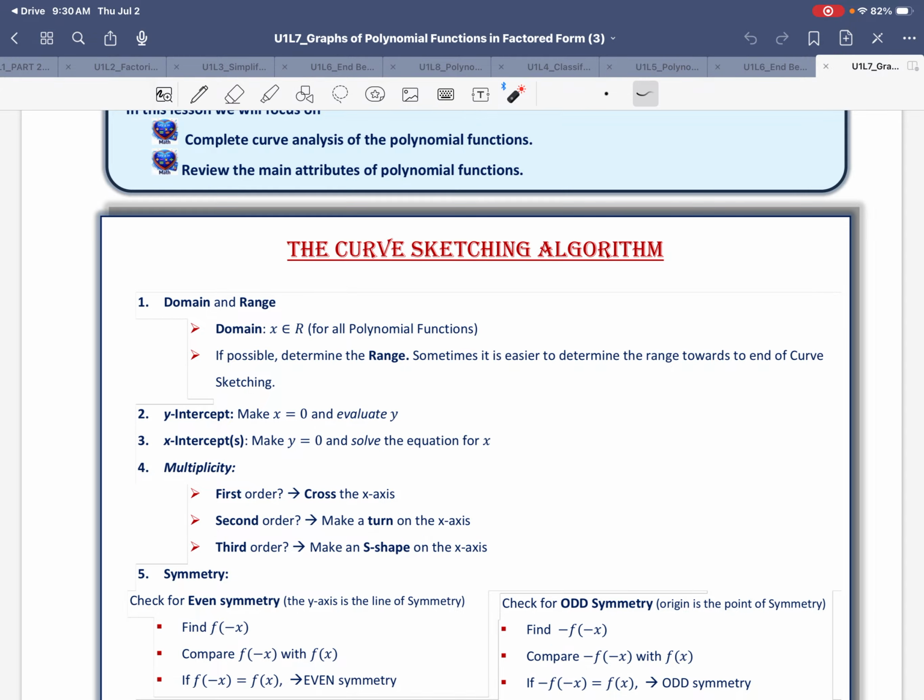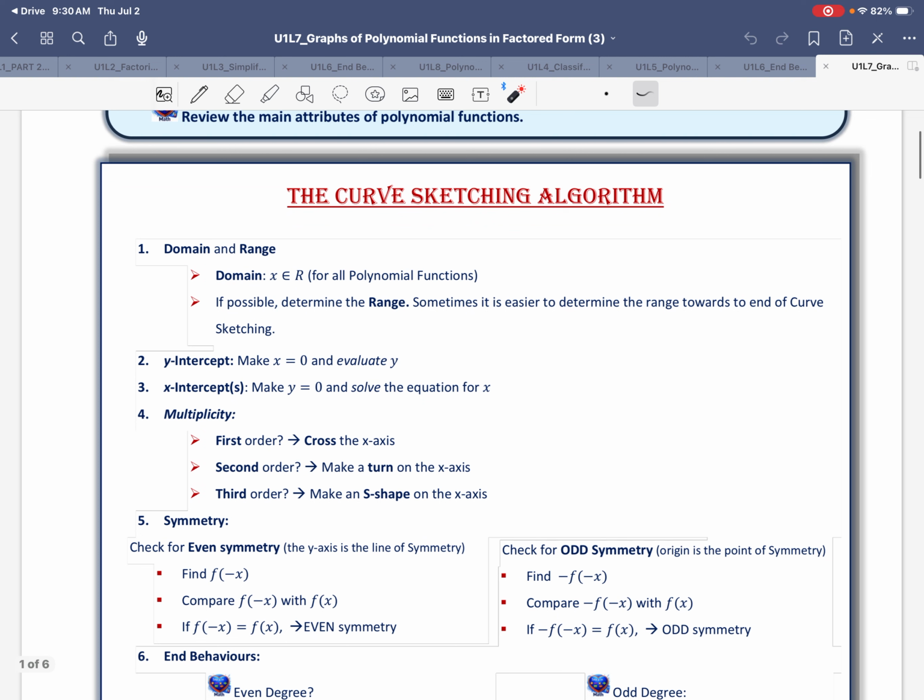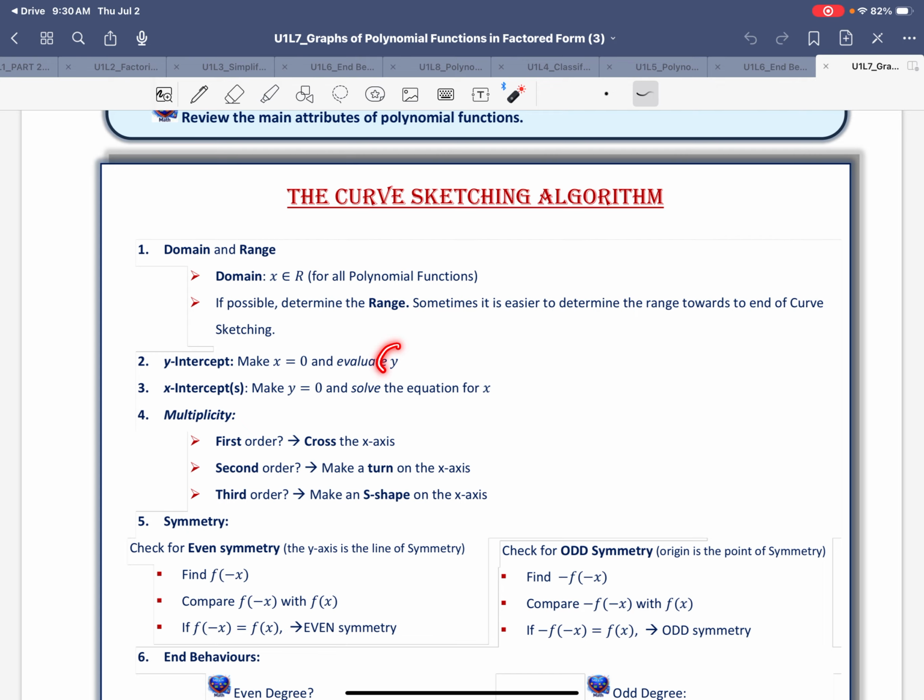Next, we'll find the intercepts, both the x and the y intercepts. As you determine the x-intercepts, be sure to identify also the multiplicity of zeros. Now, for the y-intercept, we set x equal to 0 and evaluate y, whereas for the x-intercept, we set y equal to 0 and then solve each factor for x. Remember that in order to find the x-intercepts in a polynomial function, we need to have the graph in factored form.